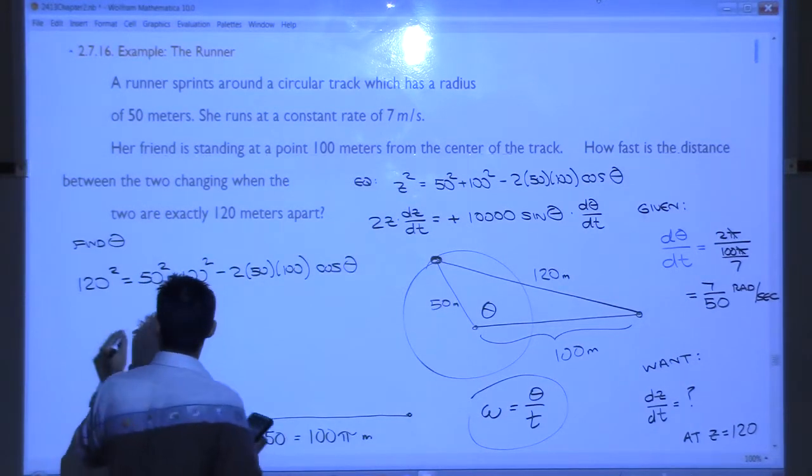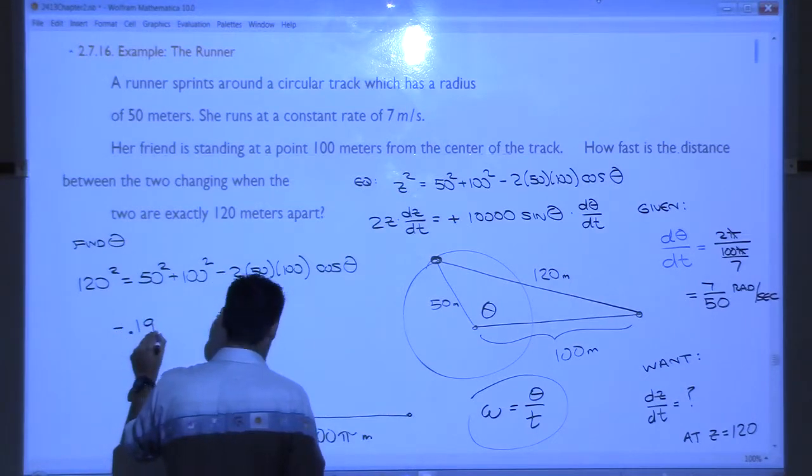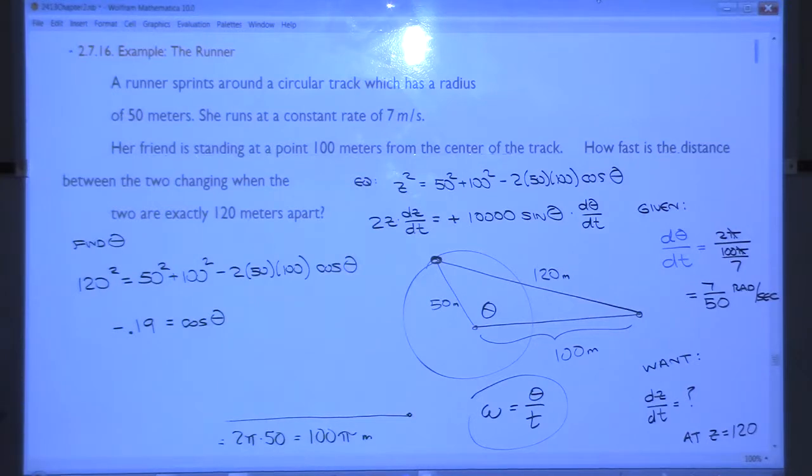I'm getting, at the end of all this, that negative 0.19 equals cosine theta. Is anyone else getting that? Now what? We're trying to solve for theta, right? So how can I get theta by itself on this equation? Inverse cosine both sides.